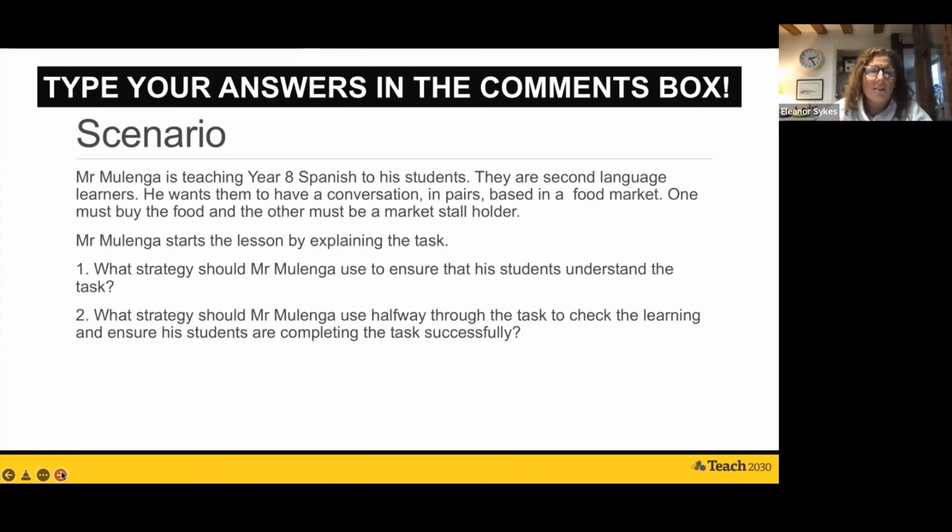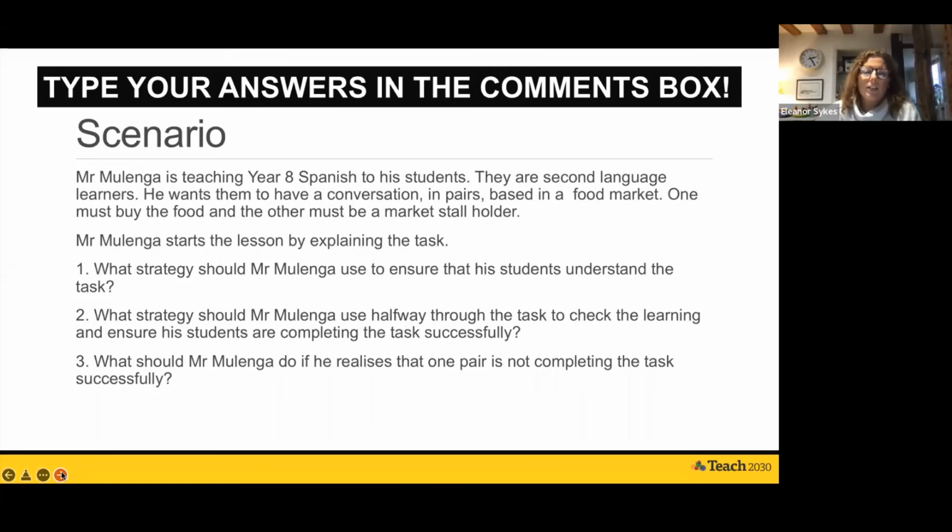What strategy should he use halfway through the task to check the learning and ensure his students are completing the task successfully? He could use stretch it, the questioning technique, where you stretch it and you really try and encourage the learners to explain their thinking. He could use thumbs up and thumbs down again, as long as he remembers to actually identify some children to share their thinking so far. Could also use the 4-finger assessment. Anybody need more help? They might put a 1 or a 2, we're a bit stuck. And then that shows him somewhere he can go and focus actually during the lesson.